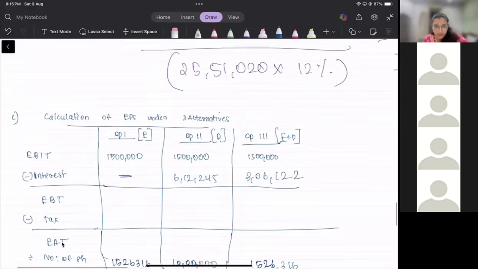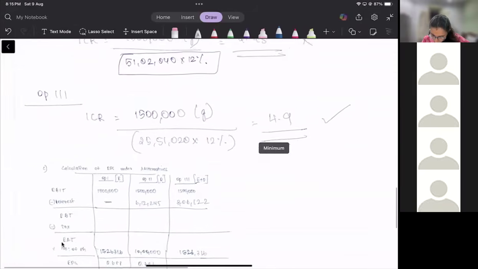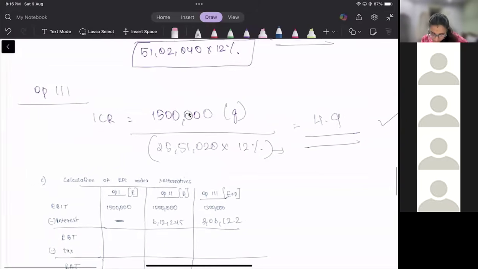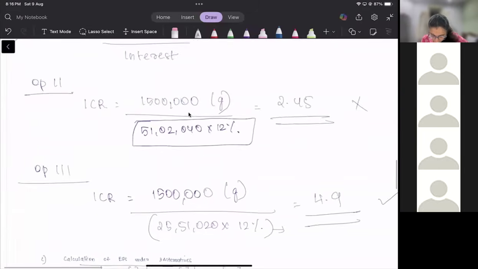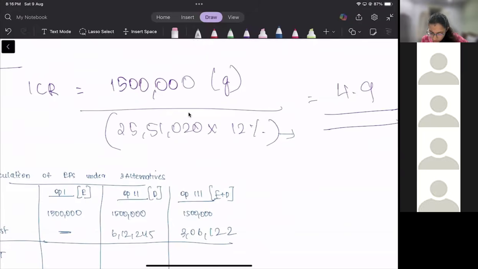How to calculate the interest amount of option number 3? See, here we have actually found out the interest amount of option number 3, right? 25 lakh 51,020 into 12 percentage. Disha, is it clear? Like in B part of the question, we have already found out the interest amount of option number 3. 25 lakh 51,020 into 12 percentage. Yes, okay.